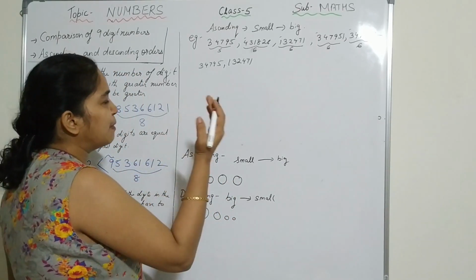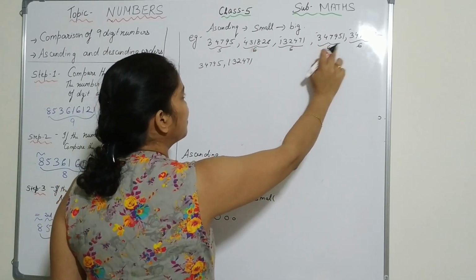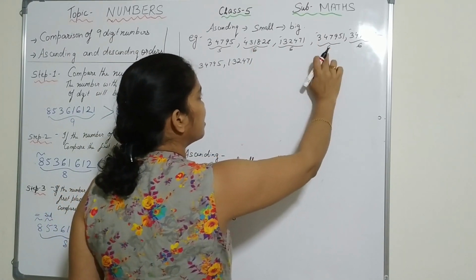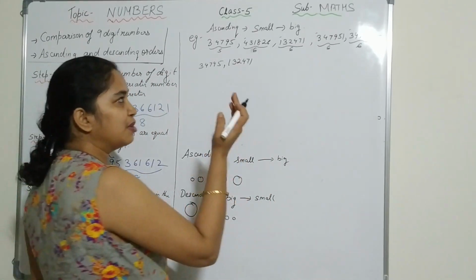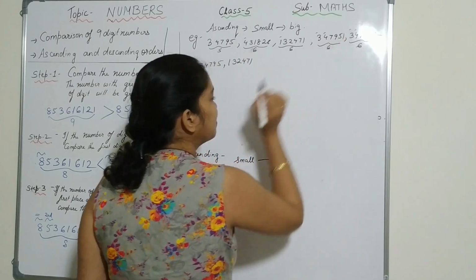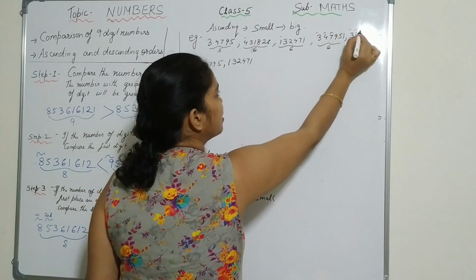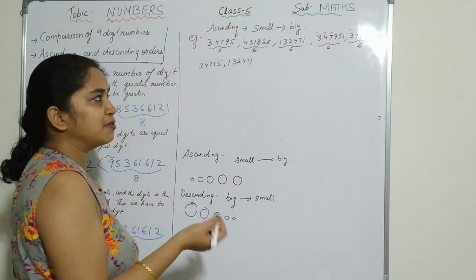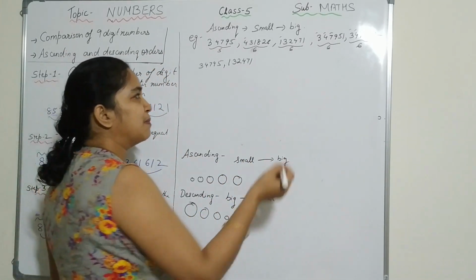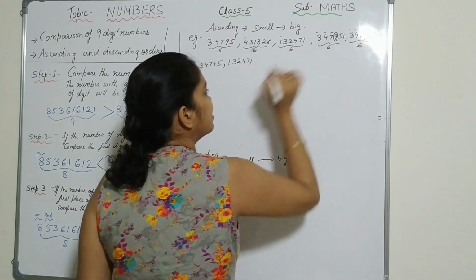Now you have to compare. The first number in the comparison is 3 in both. So how will you compare? Then you have to take the second number. The second number is also the same. Then you have to move on to the third number. The third number is also the same. Then you have to move on to the fourth number. The fourth number is different. It is 9 over here and it is 8 over here.